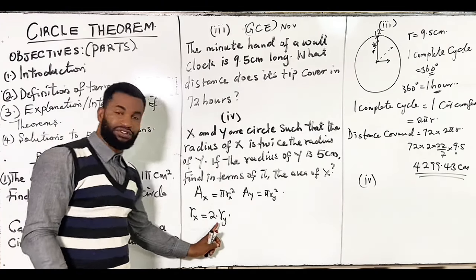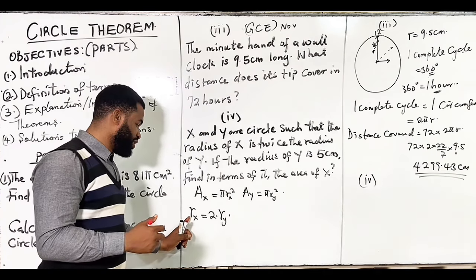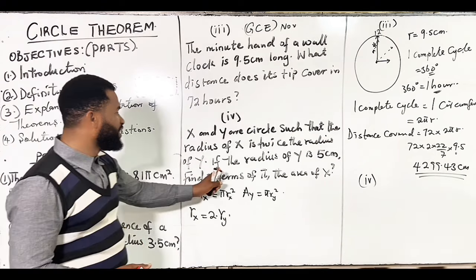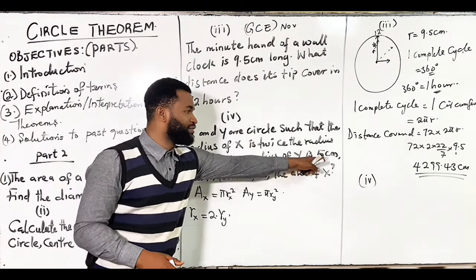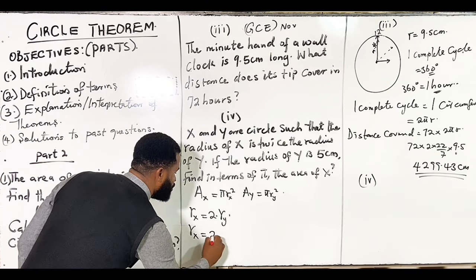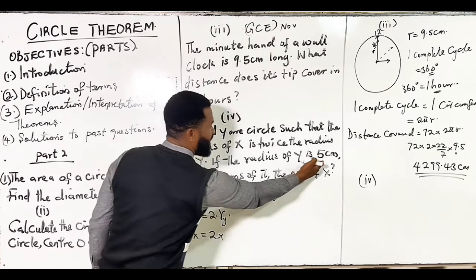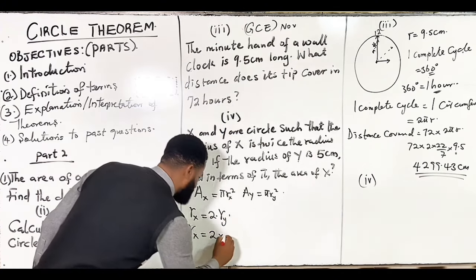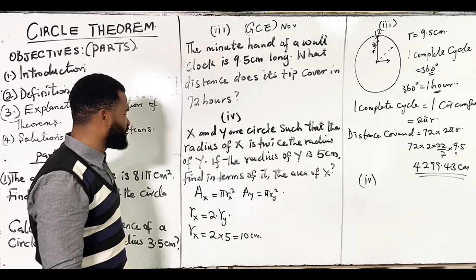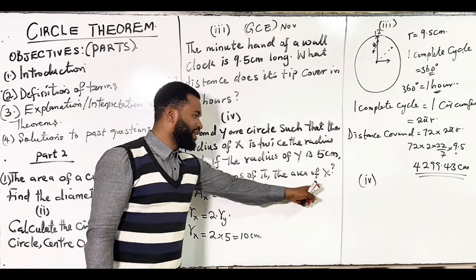Or wherever I see the radius of y, I'm going to put the radius of x divided by 2. Now, what else did they say? The radius of y is 5, therefore the radius of x is going to be what? 2 times the radius of y, which is already given as 5. So it's going to be 2 times 5, which is 10 cm. What I'm looking for is to find, in terms of pi, the area of x.